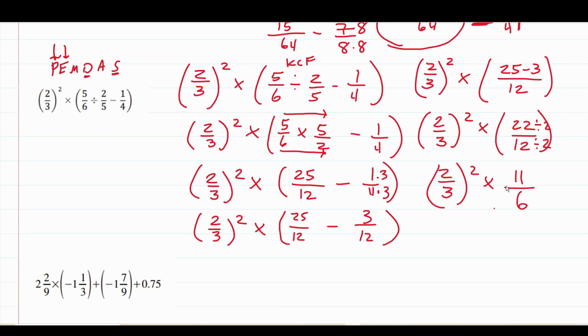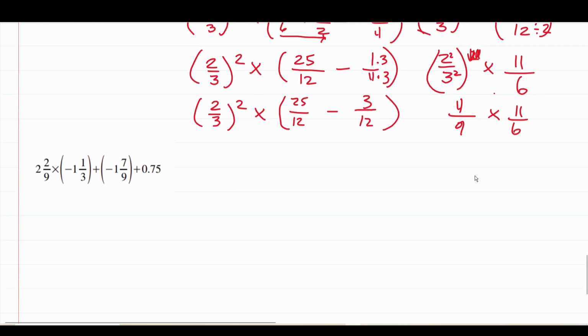Okay, so now that we've taken care of our parentheses and our division and subtraction inside that parentheses, let's go ahead and deal with this exponent now. Again, I'm going to do this one very quickly using the laws of exponents. Again, this squared applies to this 2 as well as this 3. So 2/3 squared is the same as 2 squared over 3 squared. 2 squared is 4. 3 squared is 9. So this is 4/9 times 11/6.